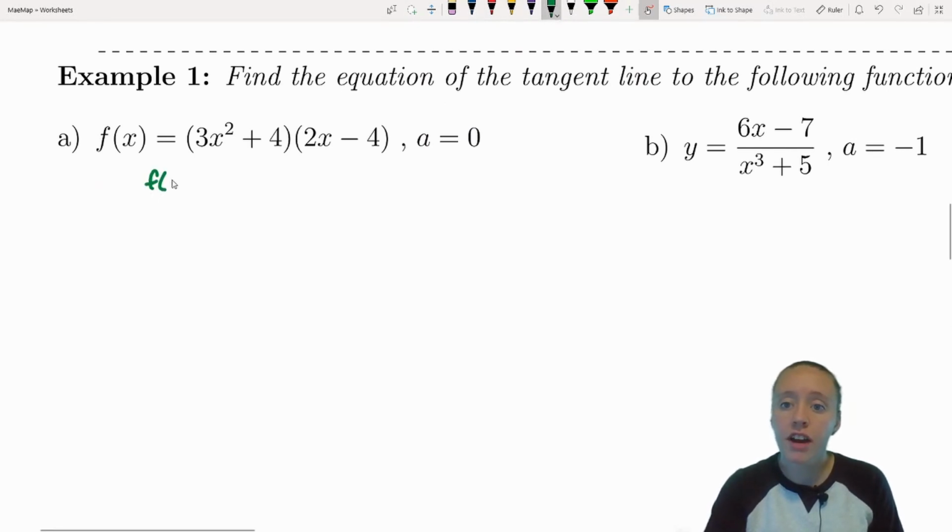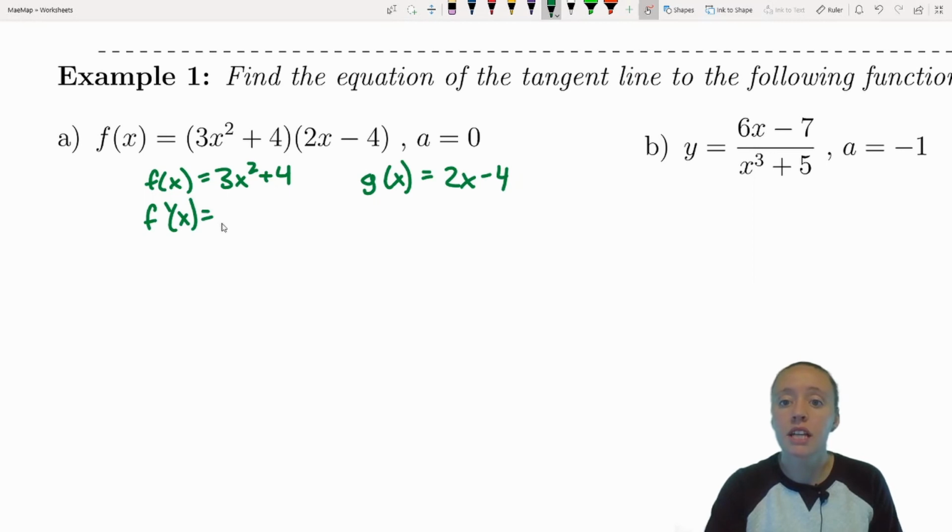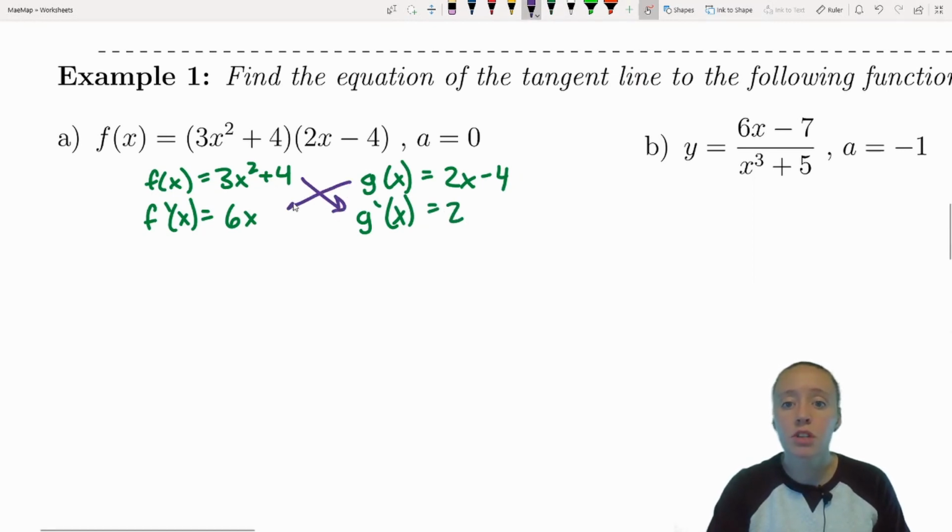So I'll write out f of x as 3x squared plus 4. And remember, this f of x is not the same as my original function. I'm just using this for bookkeeping. So I write my f of x function. Now I'm going to write my g of x function next to that, which is my other function in my original, 2x minus 4. Now I'm going to take the derivatives of each. f prime of x is going to equal 6x, and g prime of x is going to equal 2. Now, go ahead and draw that cross in between.